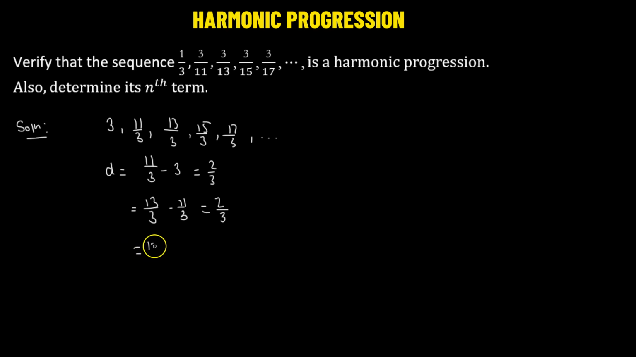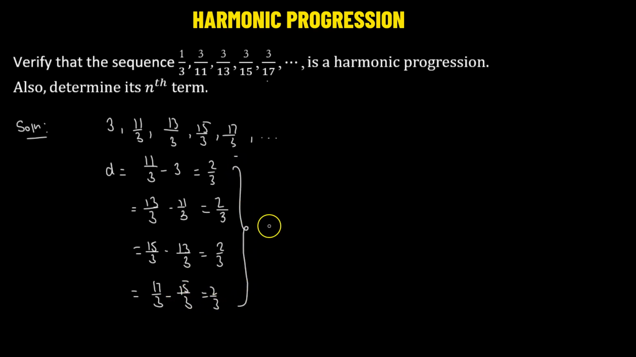Then we have 15 over 3. This is the fourth term. From it, we are subtracting the third term. So we get 2 over 3. And then we have 17 over 3. That's the fifth term. From here, subtracting the fourth term, which is 15 over 3, we get 2 over 3. So in each case, we see that we have a common difference d of value 2 over 3.